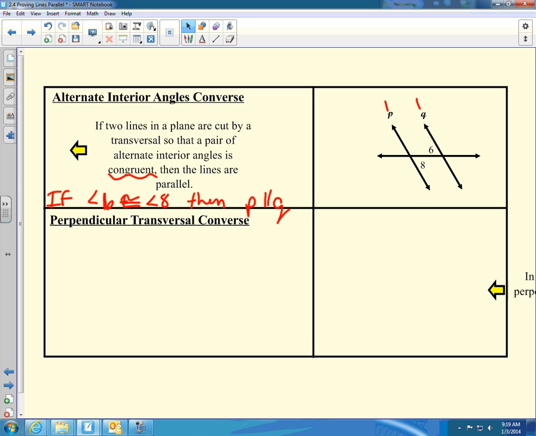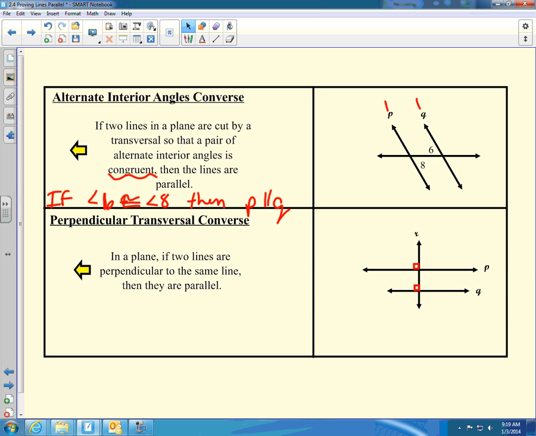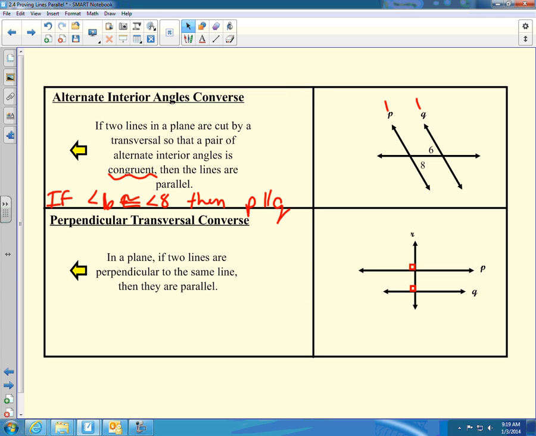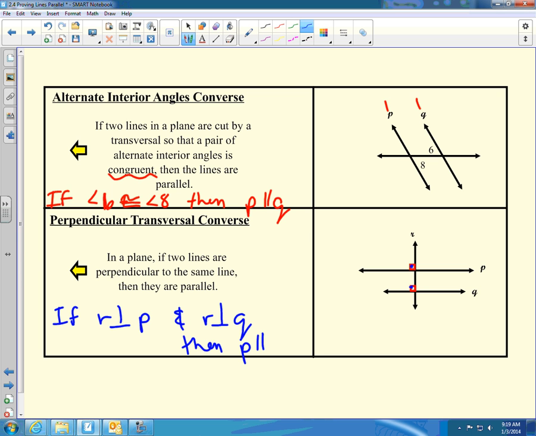This one's a new one, perpendicular. We haven't really talked much about that yet. In a plane, if two lines are perpendicular to the same line, then they are parallel. A lot of times kids see this one and think corresponding angles, because we still are talking about corresponding angles. But what makes this one special is that it's a 90-degree angle. So if R is perpendicular to P and R is perpendicular to Q, then P is parallel to Q.